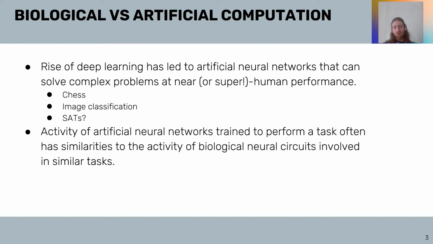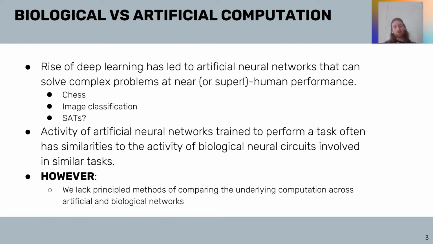Interestingly, the activity of these artificial neural networks trained to perform tasks can often resemble the activity of biological neural circuits involved in similar tasks. Classically, if you train an artificial neural network to do image classification, the activation of that network tends to look a lot like the visual regions of the brain. However, we currently lack a principled method of comparing the underlying computation across biological and artificial networks. So that's going to be the goal of this project.